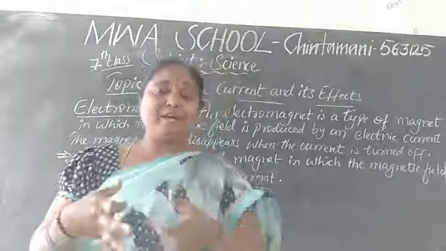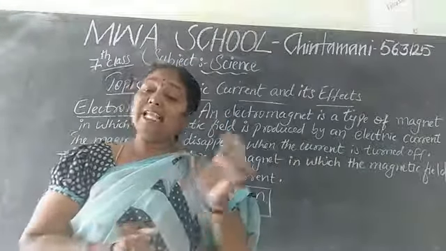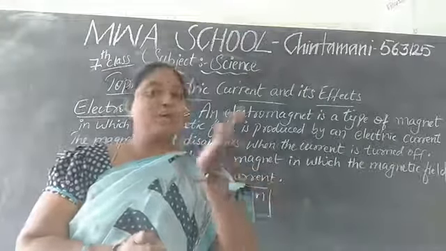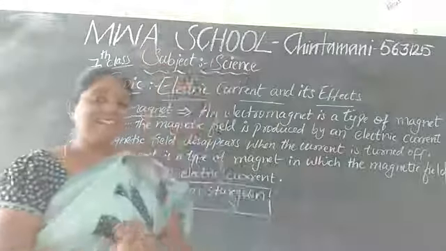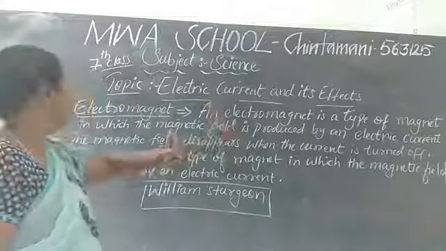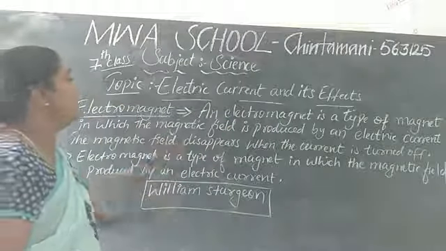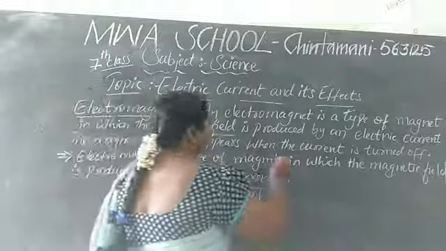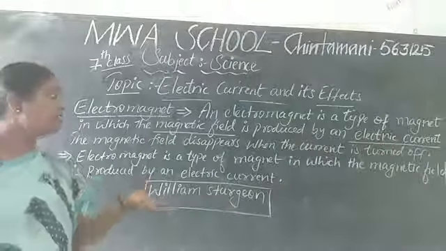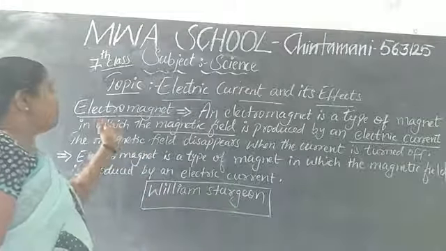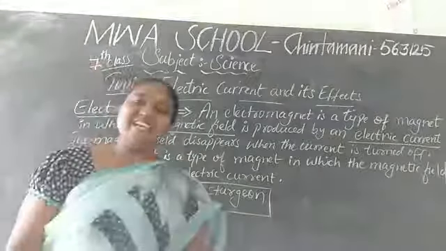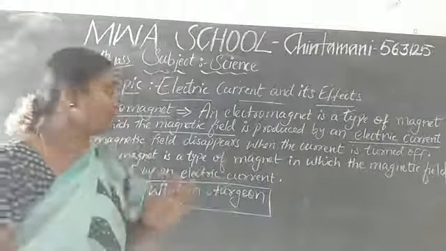Magnet. We used to play with the magnet. But here, electromagnet. Without using magnets, by using electricity, we can create magnets. Let me see how. An electromagnet is a type of magnet in which the magnetic field is produced by an electric current. So here we are not using a magnet, but we are going to produce the magnetic field.